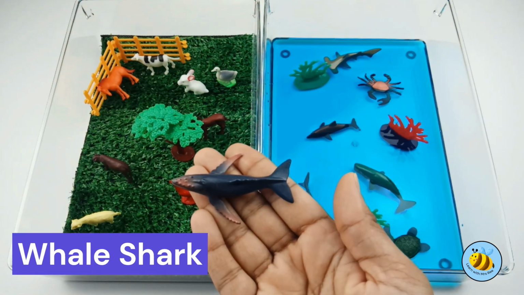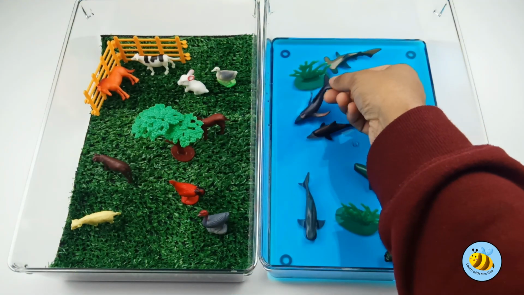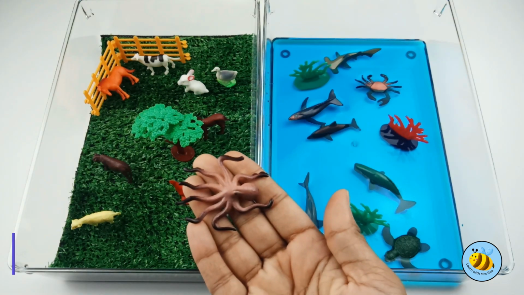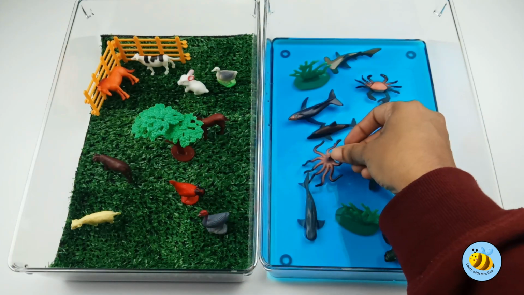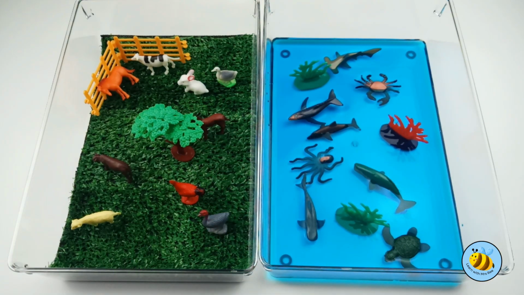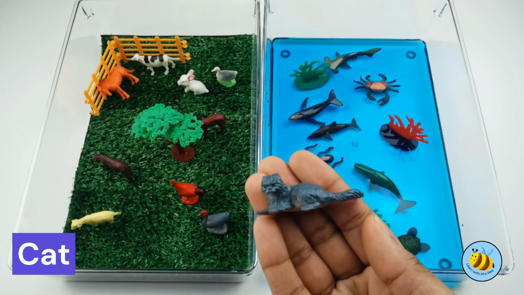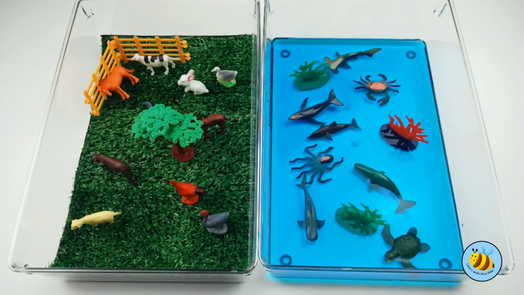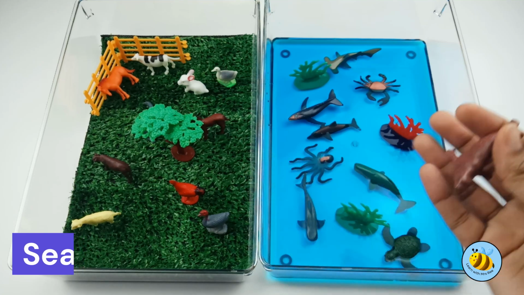This is a whale shark. You can find whale sharks in the ocean. This is an octopus. An octopus lives in the ocean. This is a cat. A cat lives on land. This is a seal. A seal lives in the ocean.